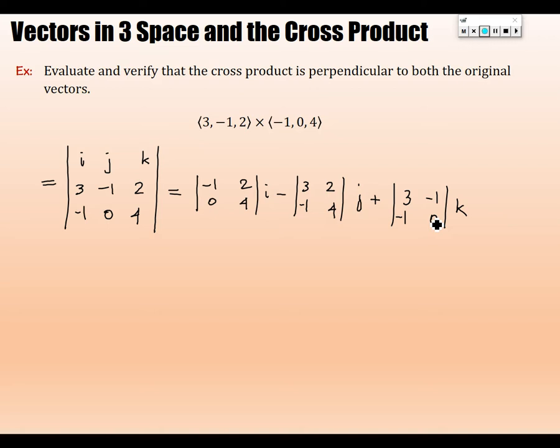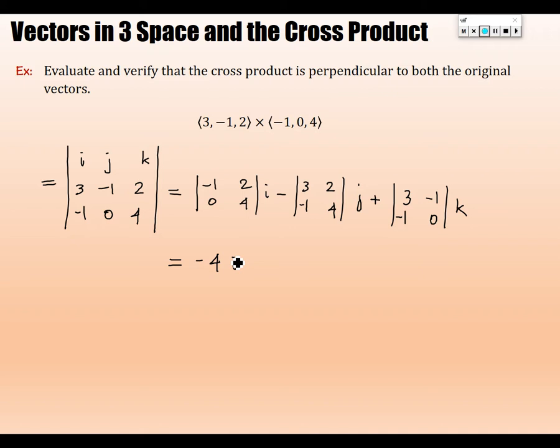Notice at no point am I saying, okay, now b2 times a1 is... I don't want to think that way about this. I just want to think visually. Each of these determinants is something I think you've computed before. So -4 times, we have to be careful here. -1 times 4 is -4, minus 0 is -4i. See, we're almost done.